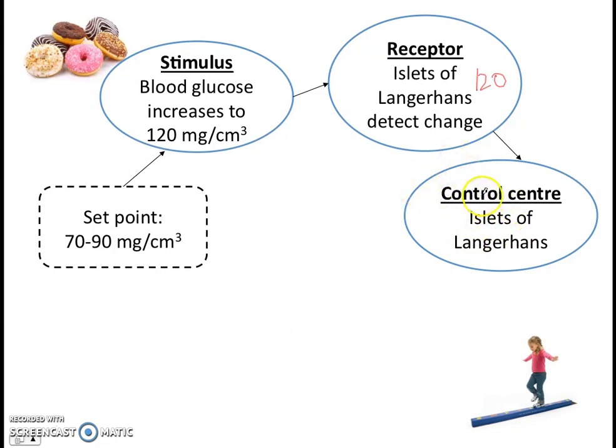The control center, remember what it does? It compares the current level, which is 120, with the set point, which is about 70. And it concludes, the blood glucose is far too high.